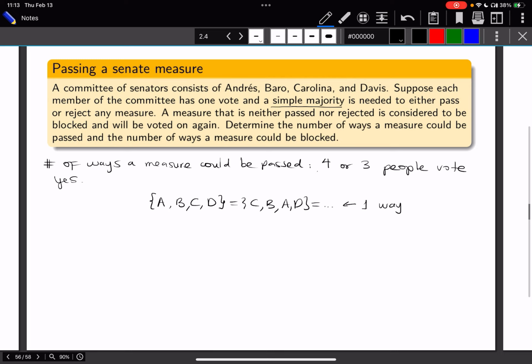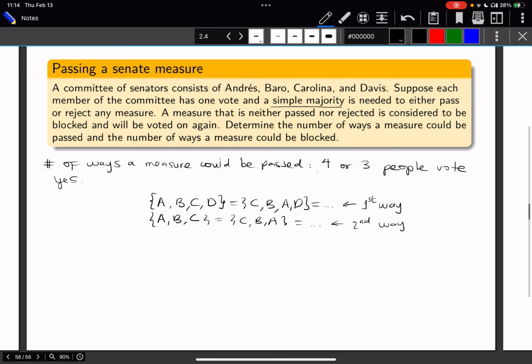Next, we get to work with 3 people at a time. Scenarios in which 3 people vote yes, 1 person votes no. So we need to choose 3 people among Andres, Varo, Carolina, and Davis. So for instance, we could go with Andres, Varo, and Carolina. That's the same as going with Carolina, Varo, and Andres, because the order doesn't really matter. It just counts as another way. So let's count it as a second way.